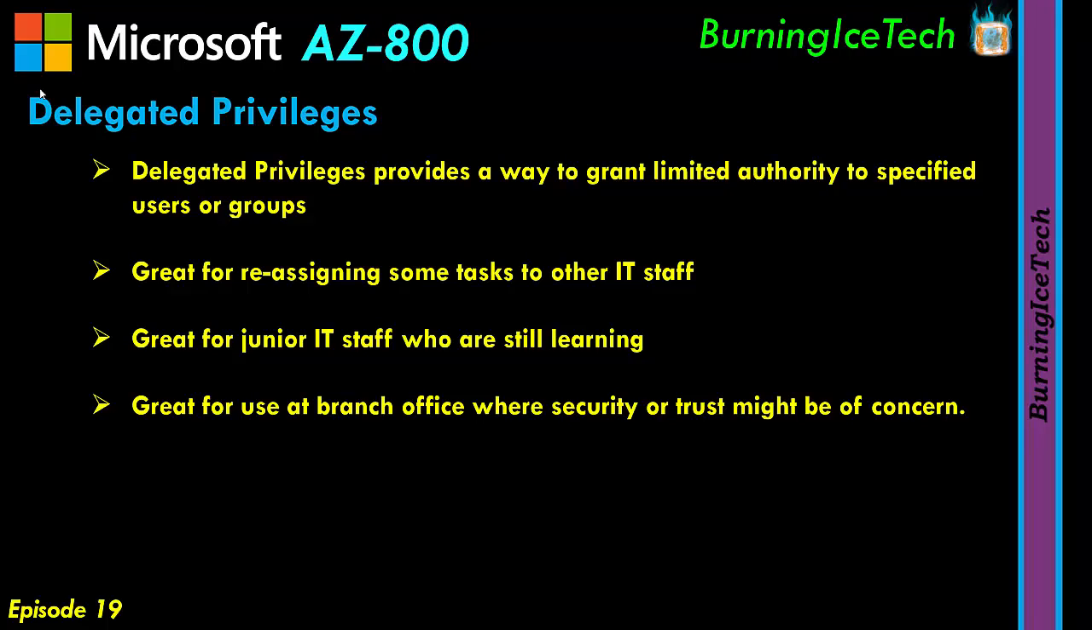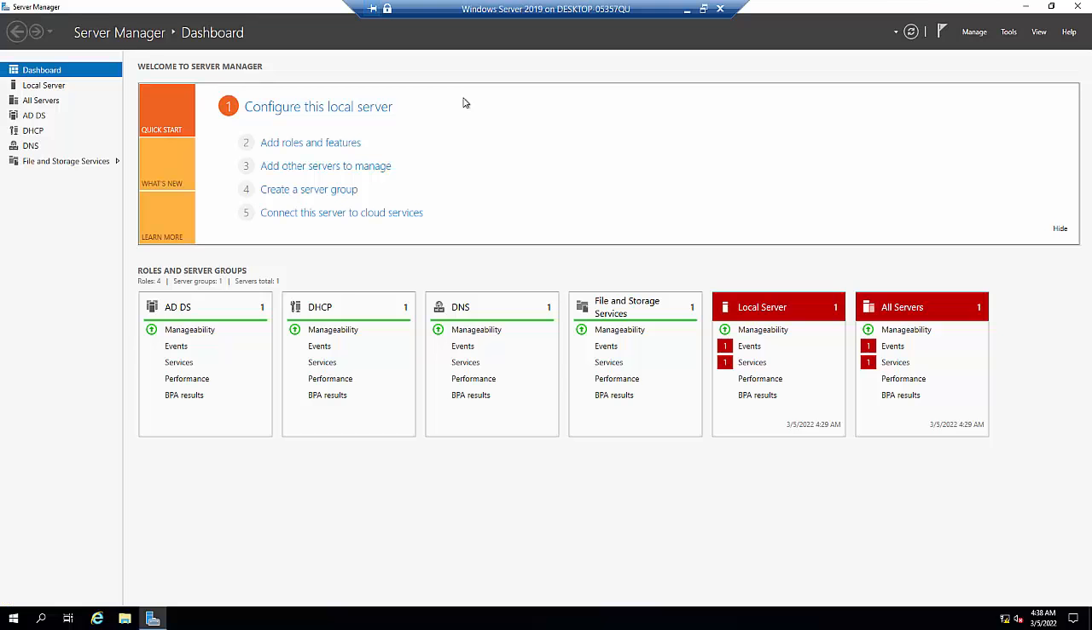To help folks out there understand this topic better, let's switch over to a virtual machine that I've got running here in the background. It's got server installed on it, and it's one of the previous ones that I've been using in the previous lessons in this course. Let's show you folks what delegated privileges is and how you can give it to a user. All right, so let's switch over.